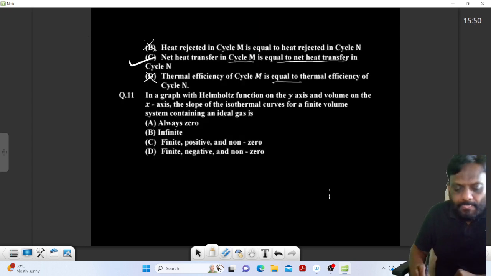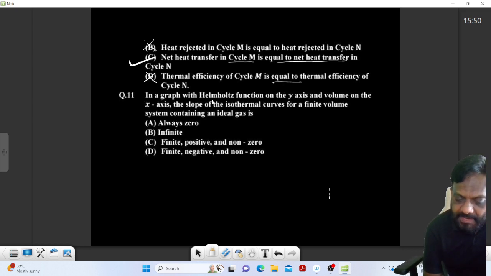Now, let's take the 11th question. In a graph with Helmholtz function on the y-axis, let us take Helmholtz function as f, and volume on the x-axis.